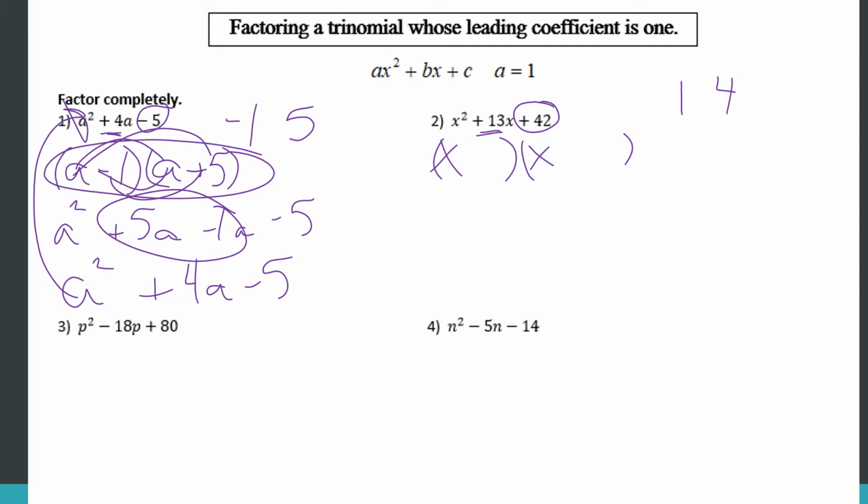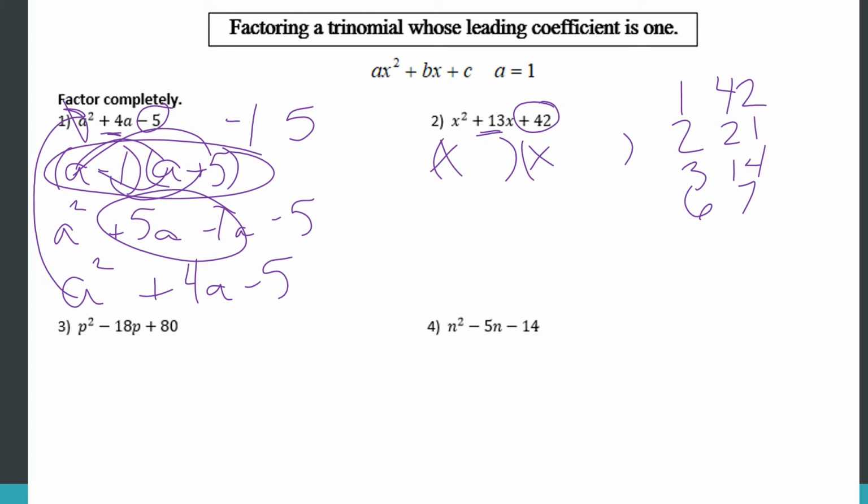So 1 and 42, 2 and 21, 3 and 14, 4 doesn't go in there, 5 doesn't go in there, 6 times 7. Okay? And then if I would have tried to keep going, like 7's already listed, and then 8, 9, 10, it'd work all the way back up to 14 and so on. Okay? So I need these factors.